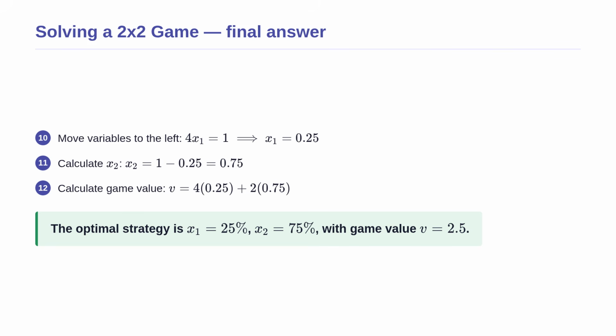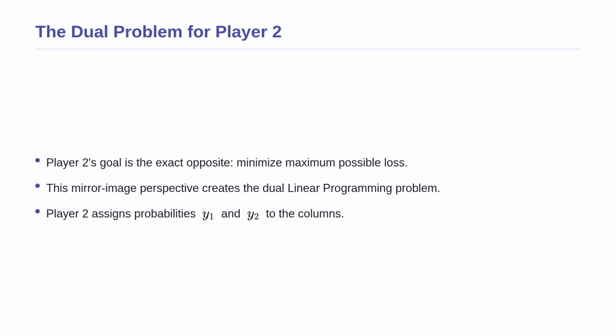The arithmetic gives us exactly 2.5. Physically, this means player 1 is mathematically guaranteed to win an average of 2.5 points per game over the long run, regardless of what player 2 does. So, we have successfully solved the game for player 1.